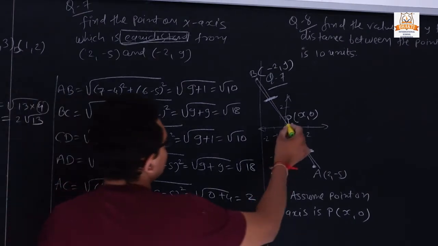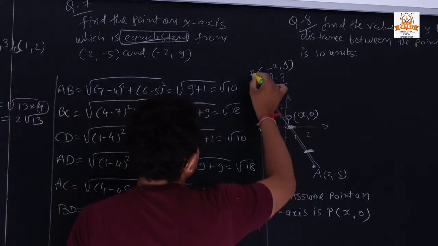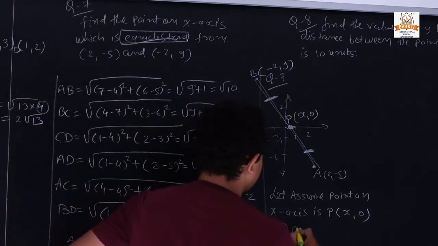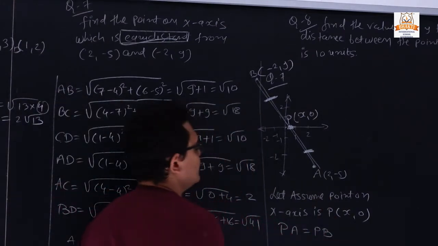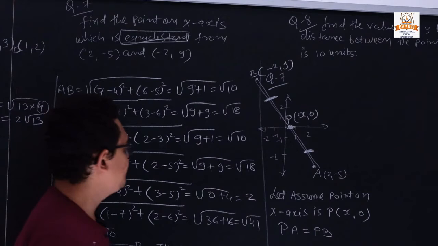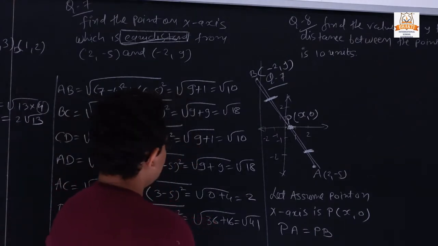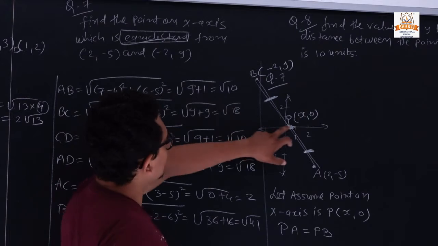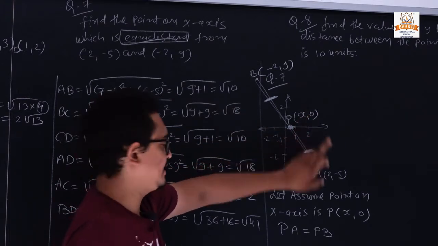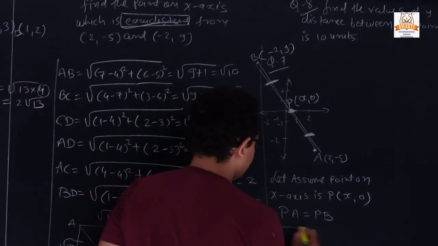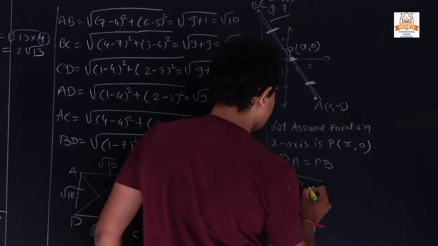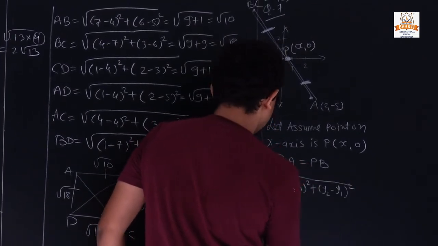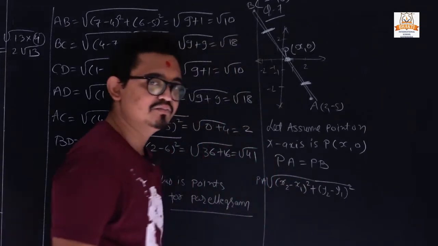Clear? So it means the measurements of PB and PA are both the same. So here we can write PA is equal to PB. Clear? PA is equal to PB. So we want to find the value of x. Once again we can use this formula, square root of x2 minus x1 all square plus y2 minus y1 all square, for PA and PB.